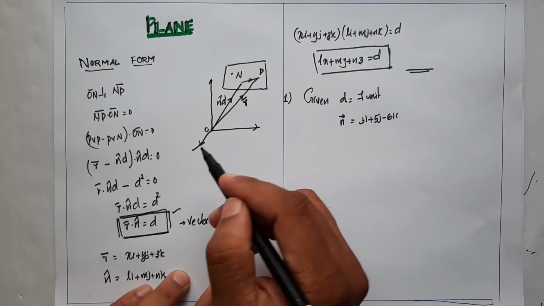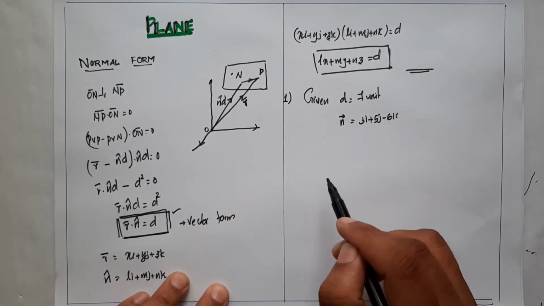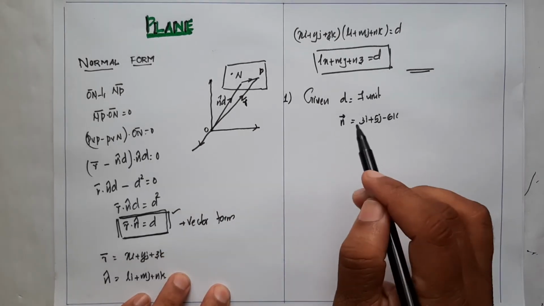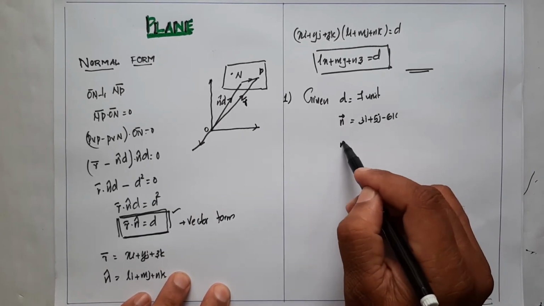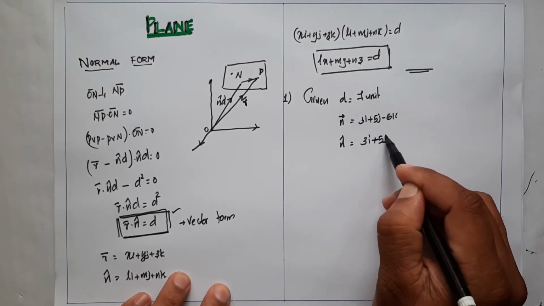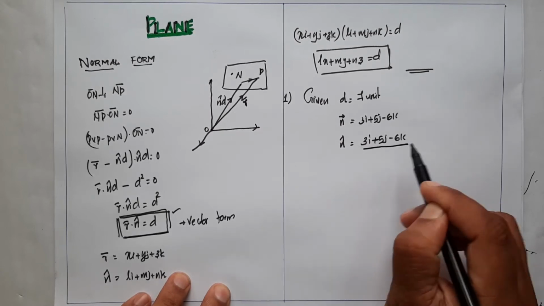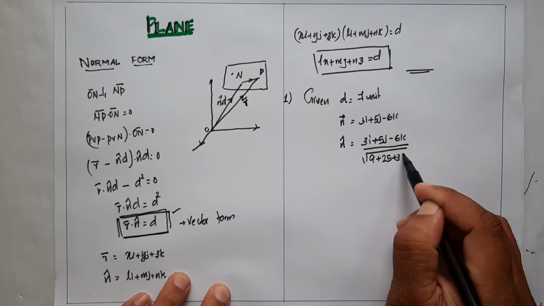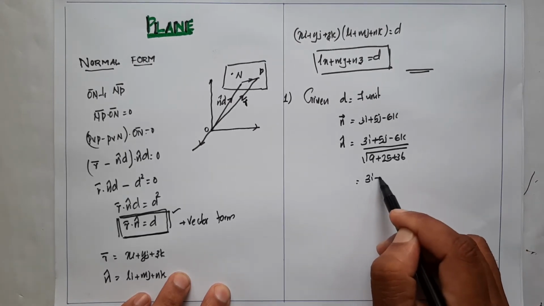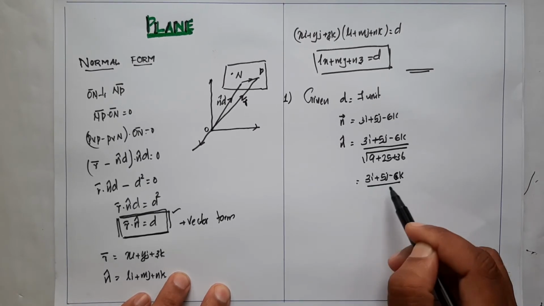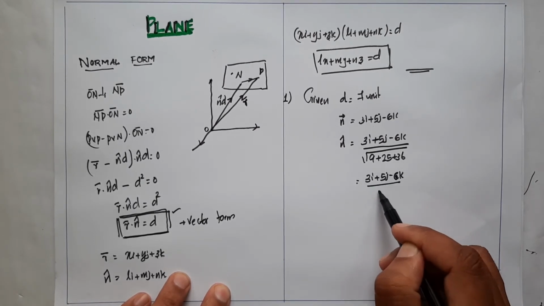So here we apply only the formula R dot n cap is equal to D. First of all, we form the unit vector of the normal vector. That is, 3i plus 5j minus 6k divided by the square root of 9 plus 25 plus 36, which is equal to 3i plus 5j minus 6k divided by root 70.